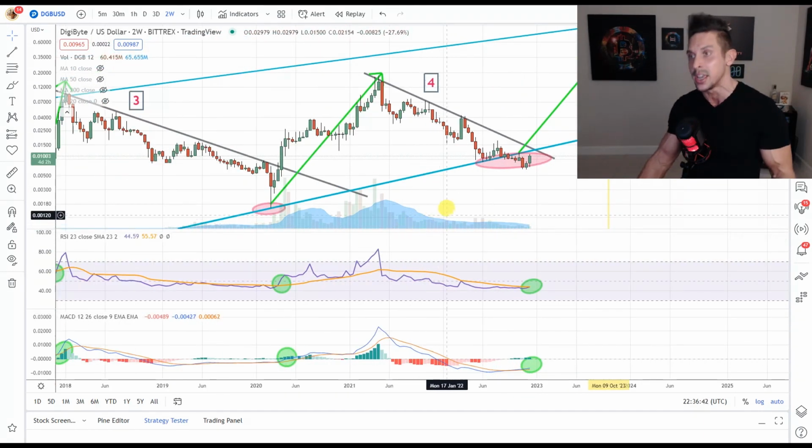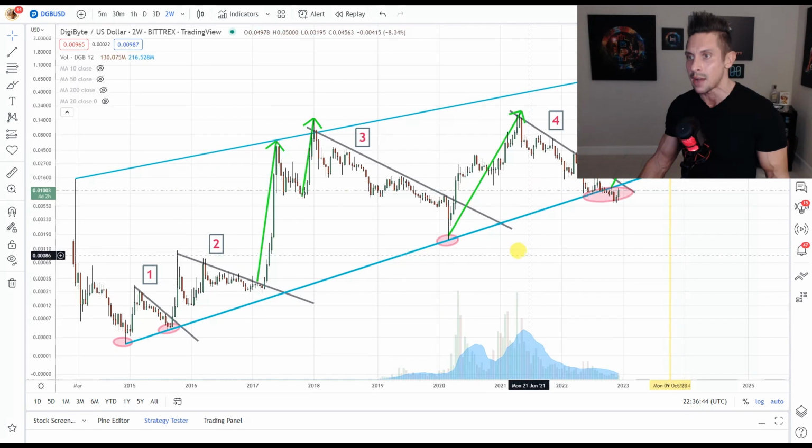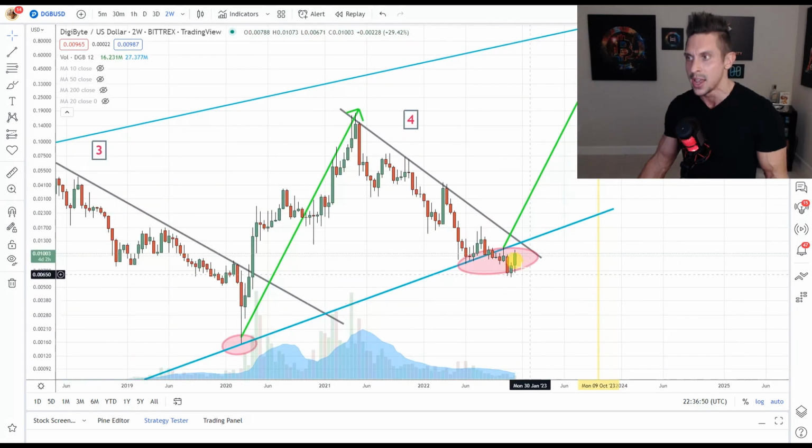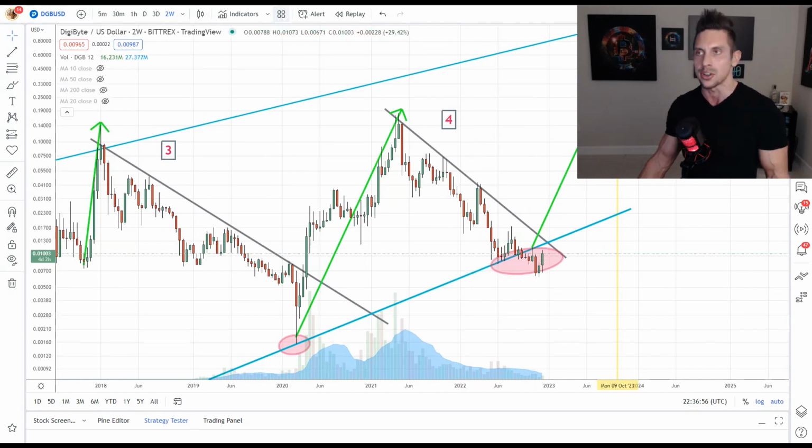And historically, the other thing I should point out, if it's not obvious, is once we break the descending resistance, that's when we start to DigiPUMP, okay? So you can see we still have a little bit of work to get up here, but once we break, historically, we've had a very large move to the upside.